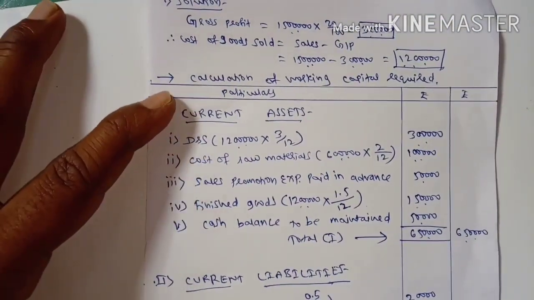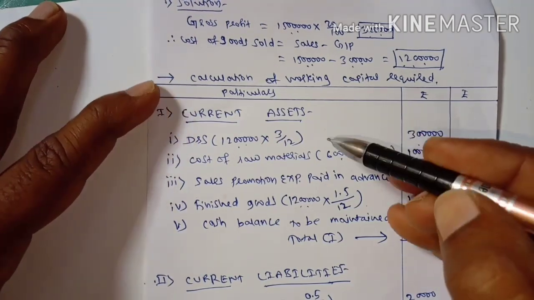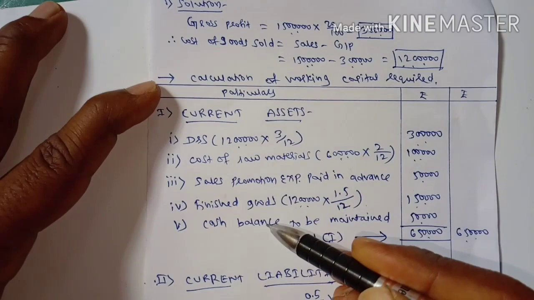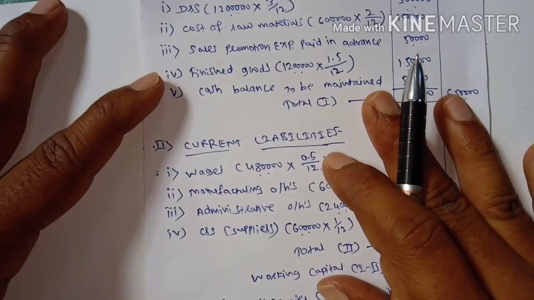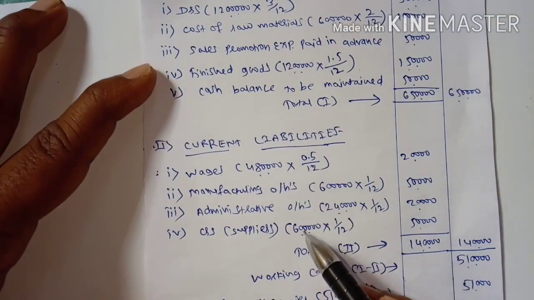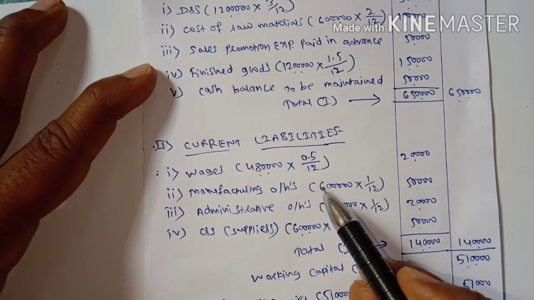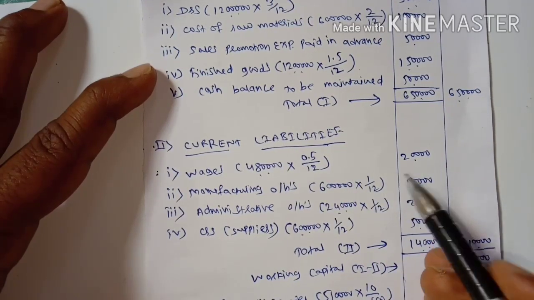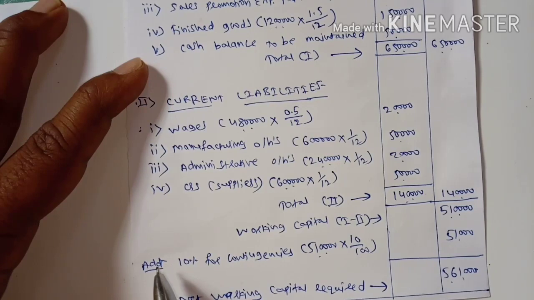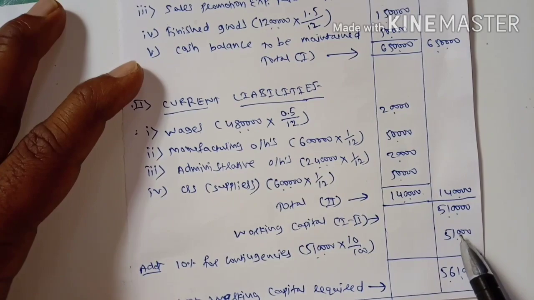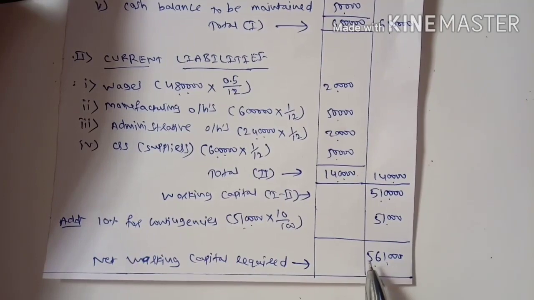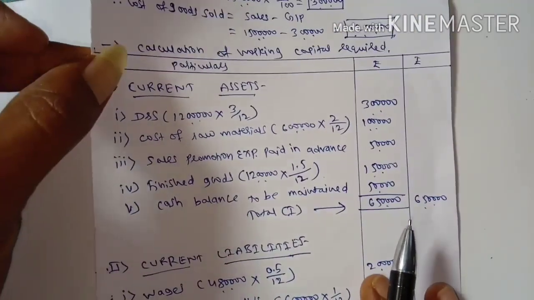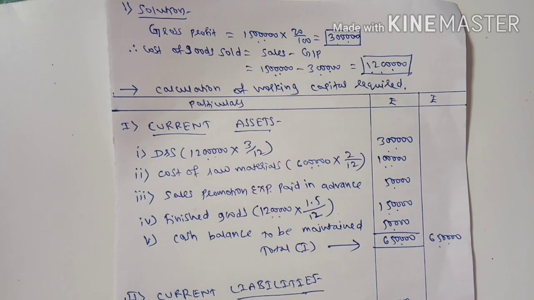Okay, so this is the solution for the problem. The solution is very simple. Just first list out the current assets which are given in the problem, multiply those amounts with the period. Next list out the current liabilities which are given in the problem. Record the amount and multiply with the period, then you will get working capital. If in the problem any margin of safety or contingencies is given, add that here, then you will get working capital required.